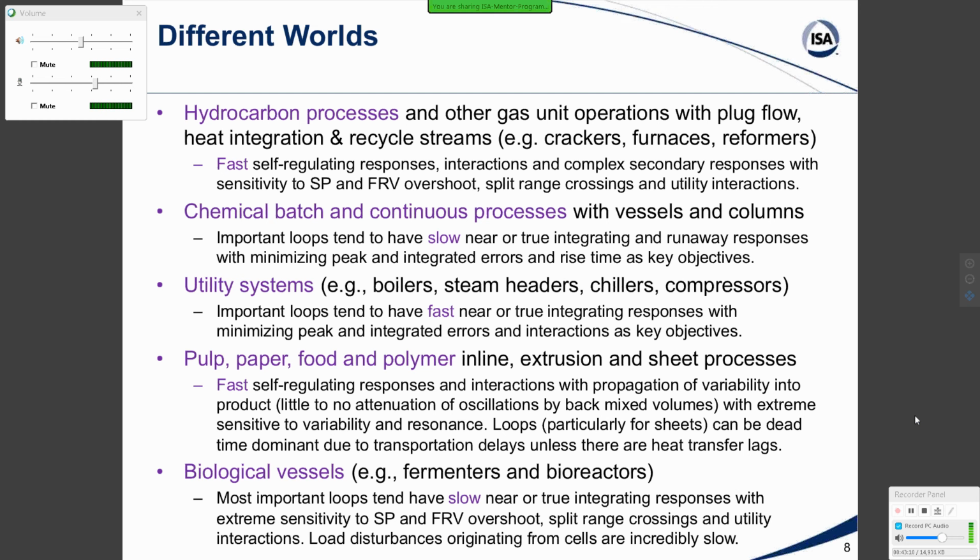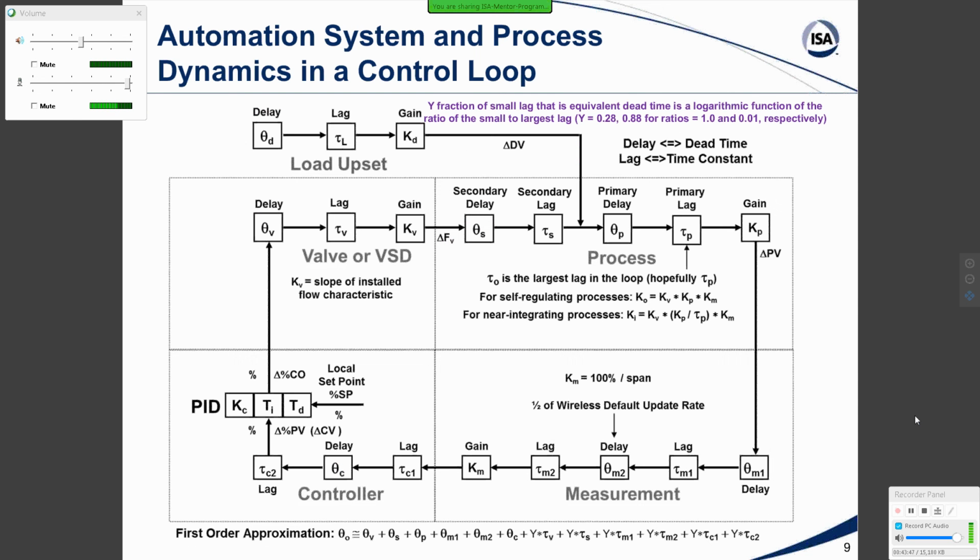Biological vessels, fermenters, bioreactors, the most important loops tend to have slower near or true integrating response with extreme sensitivity to set point and FRV overshoot, split range crossings, and utility interaction. And the other thing is the load disturbances originating from the cells are incredibly slow. So you don't even get into peak errors being a concern because the rate of change of the disturbance is so slow. Even if the controller is not tuned very aggressively, or is tuned very sluggishly, it still can deal with the load disturbances.